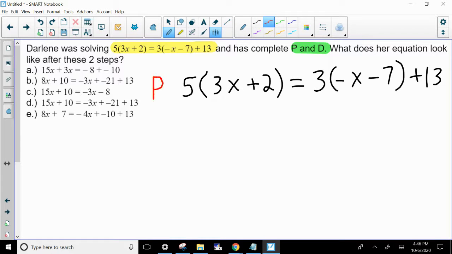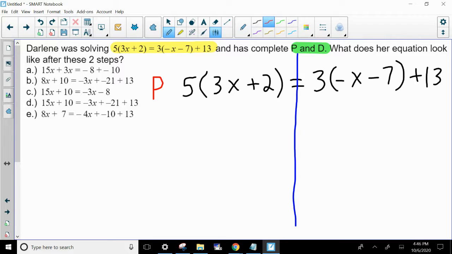All right, and before I even jump into that, remember we got to put our line down. It's going to help us organize the problem a little bit better. All right, so for our prepare step, we need to go through the problem and look at things that we might need to adjust that's going to help us better solve this problem. So looking on the left side, it looks like we're good. Nothing needs to be changed.